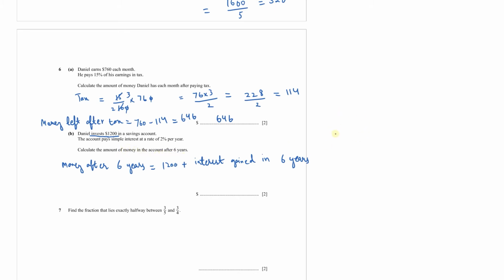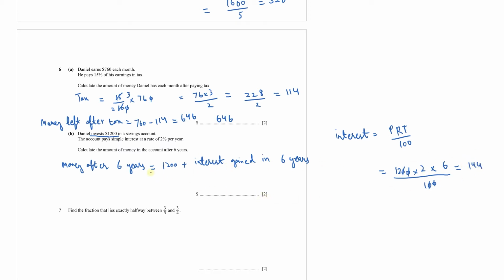So let's calculate the interest. You know that interest is PRT over 100, where P is the principal amount or the initial investment. This is 1,200. Your rate is 2%, and then time is 6 years, over 100. So this will be 6. So I can cancel out these zeros here. So 6 times 2 is 12, and 12 times 12 is 144.